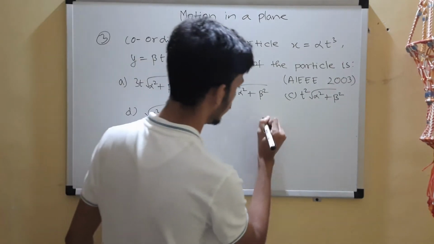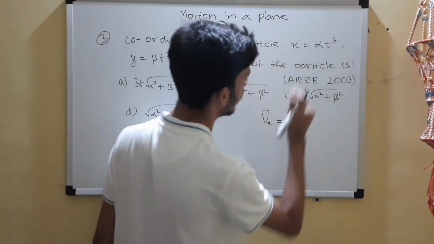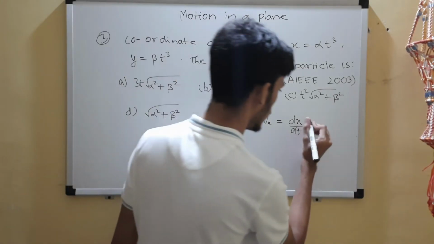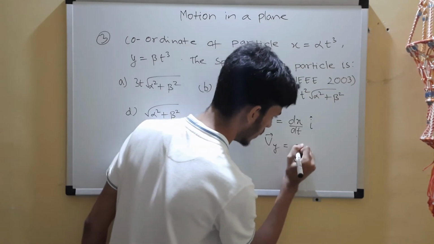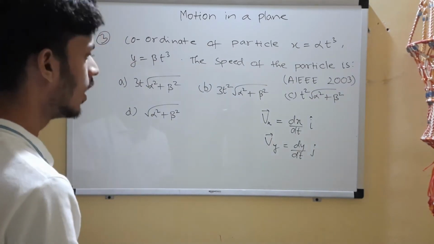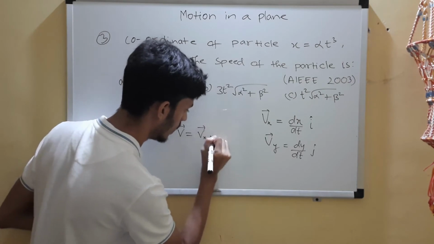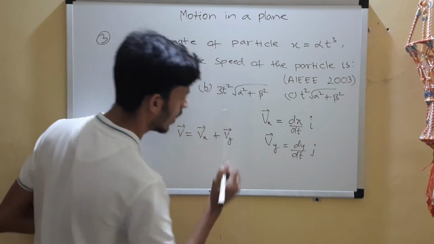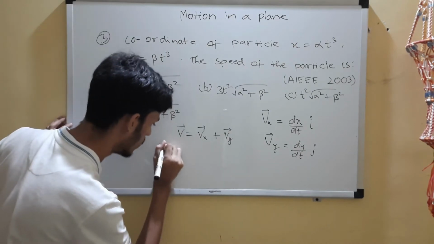So what will you do? You'll first find Vx, which is dx by dt. Whenever you have the x related to t, use the differentiation and integration logic. So you have Vx, then you'll get Vy, which is dy by dt, and of course along j cap. And then you will compile it under one roof, which is the vector v, which is Vx i cap plus Vy j cap. And then you'll find the magnitude of this. Does this sound confusing? Okay, let's do it.